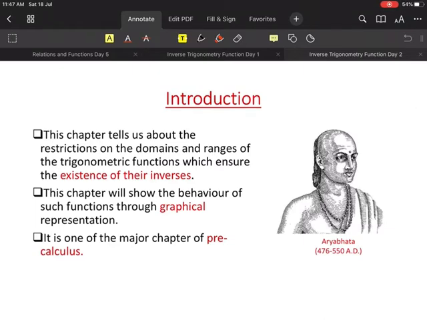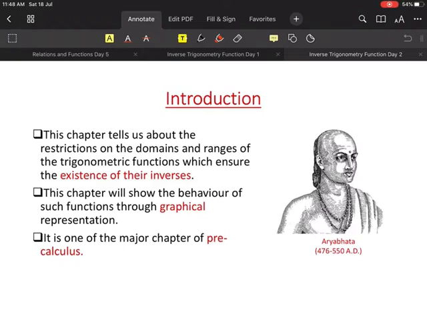Actually, when we go through the whole chapter, we'll get to know, and I hope that you guys know about domain and range, right? Domain and range in class 11 chapter 2 you have studied in relations and functions. Yes or no? Do you remember? Second, this chapter will show the behavior of such functions through graphical representation.